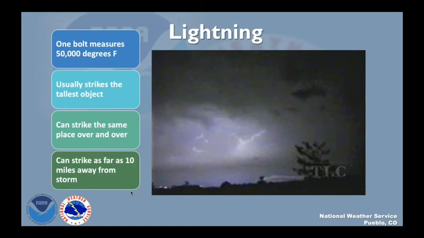But at any rate, lightning can strike very far away from the storm. I've heard of bolts traveling tens of miles. But as a rule of thumb, it can strike as far as 10 miles away from the storm.